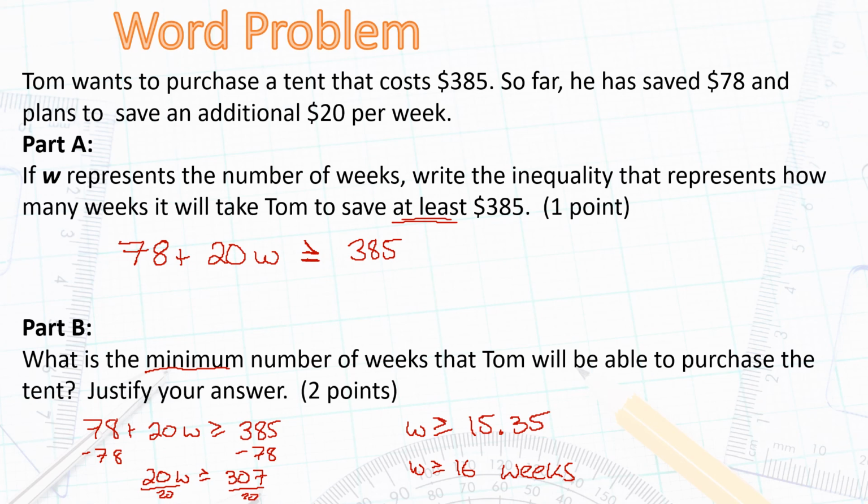So hopefully you see that at 15 weeks, we would be just short. We would have $378. So on week 16, we'd add our next 20 in. Now we have more than the 385, so we would be able to then go afford it.